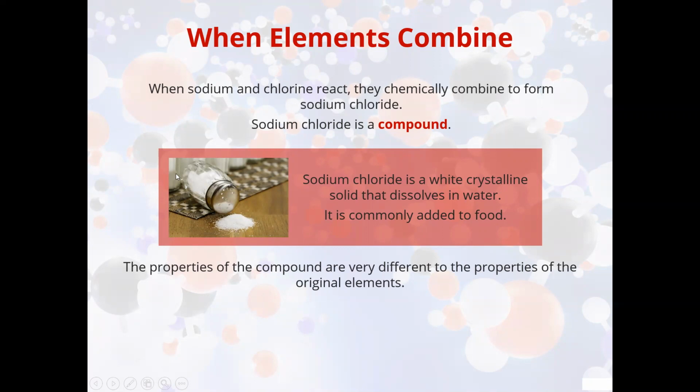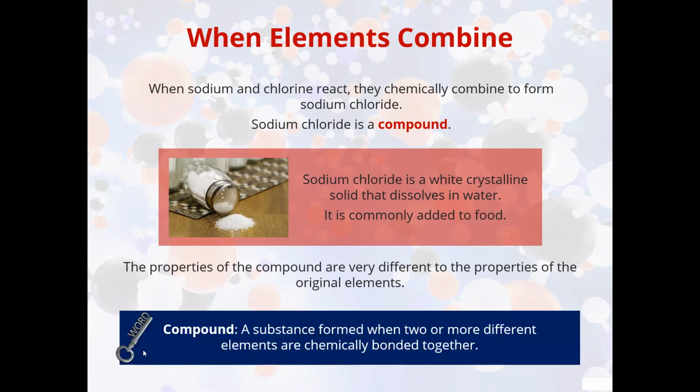So a compound is when you have two or more elements reacting together. So you had sodium and you had chlorine reacting together to form sodium chloride, where sodium chloride is now a compound. And the properties of this compound were very different to the properties of the original elements. So a compound is a substance formed when two or more different elements are chemically bonded together.